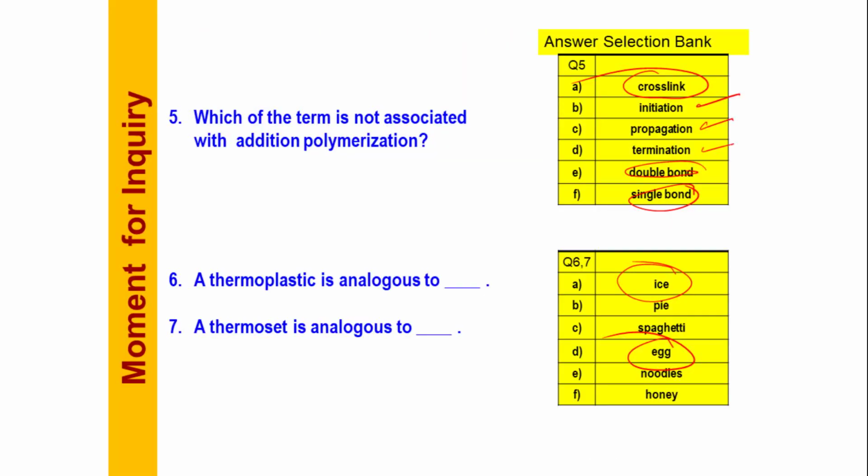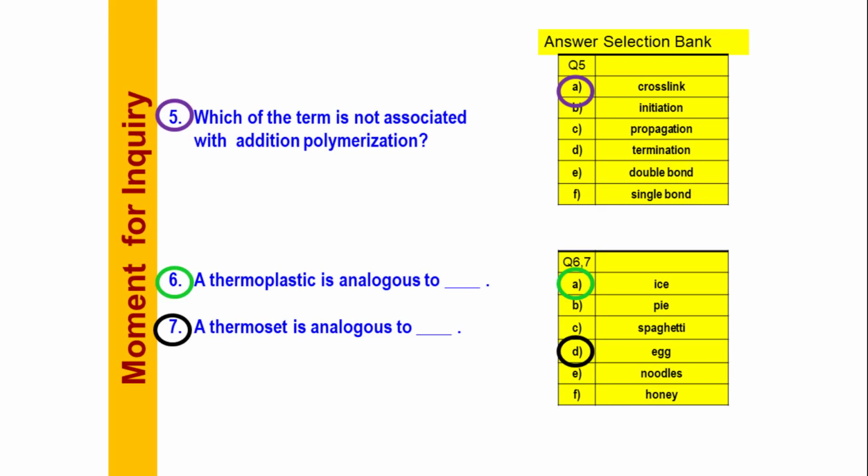Which term is not associated with addition polymerization? And what is a thermoplastic analogous to? Take a moment to consider these questions and select the correct answers. Review the options and choose the correct answers. This exercise will help solidify your understanding of addition polymerization and the characteristics of thermoplastics and thermosets.